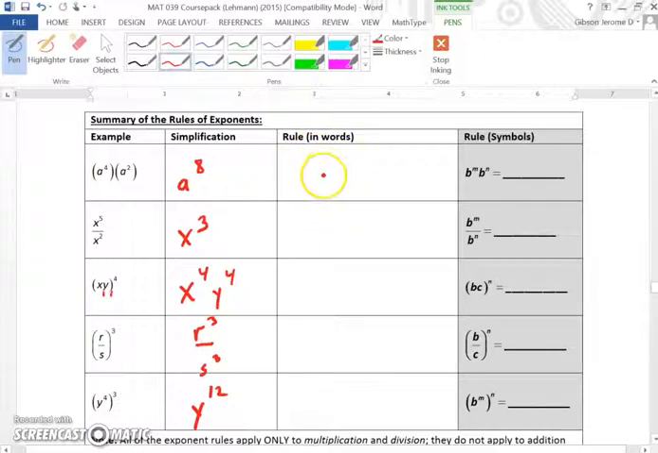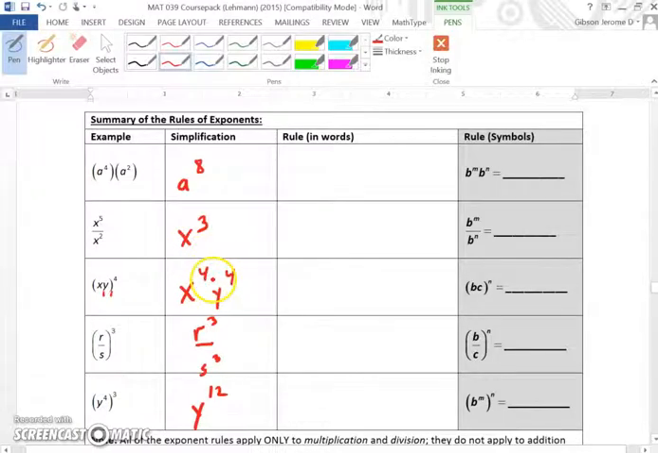Now the rule in words, I'm just going to verbally state this. So this rule in words goes like this. Whenever you have the same base and you're multiplying, you add the exponents. You keep the base the same and add the exponents. So I say it again. Whenever you multiply with the same base, you keep the base and add the exponents. Next, here with the division. When you divide with the same base, you keep the base and subtract the exponents.